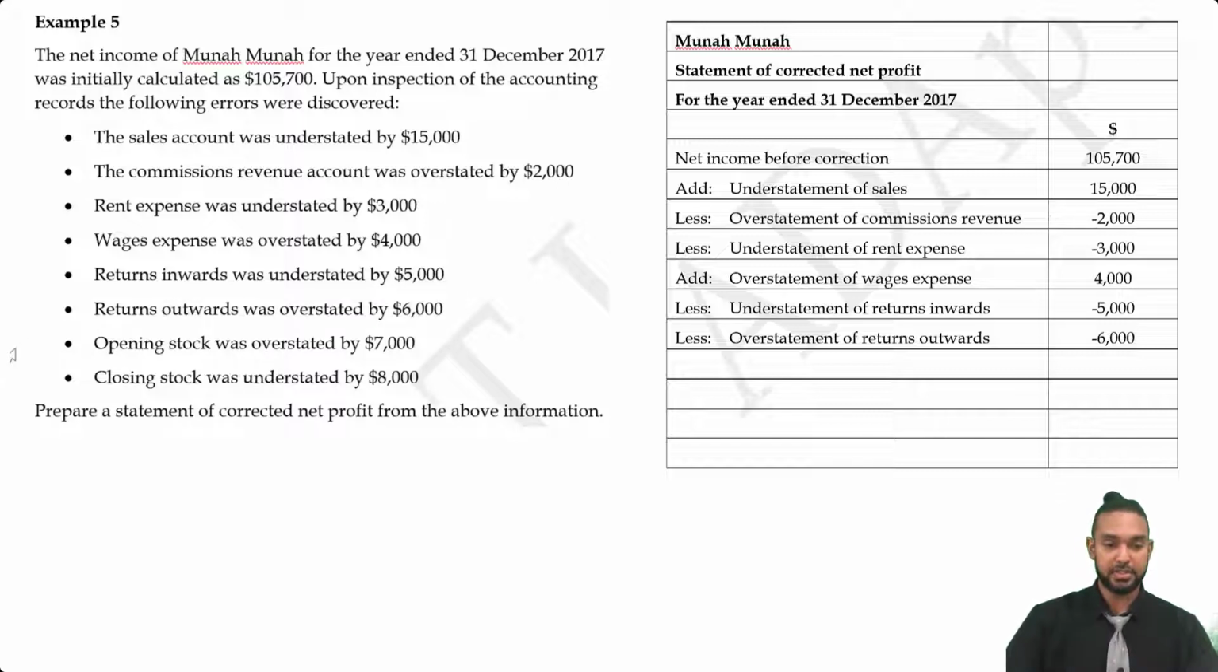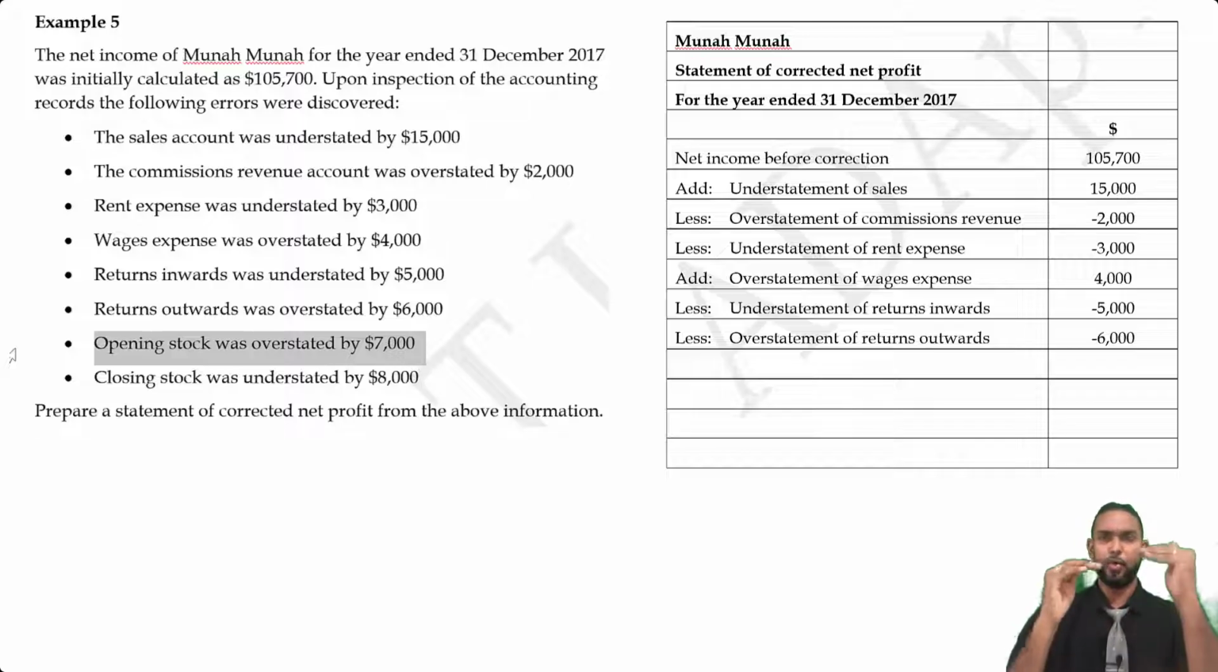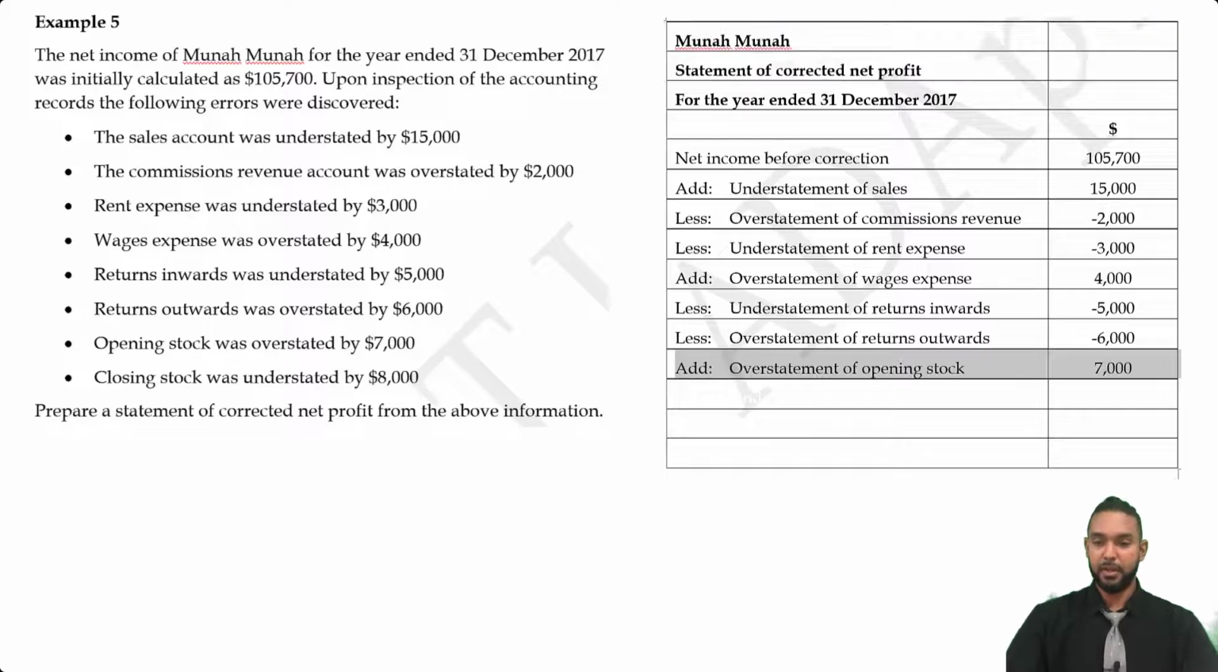Next, we have opening stock was overstated. Opening stock behaves like an expense. Overstated means it's too high. To fix it, we have to decrease it. When we decrease an expense, profit is going to go up. So we are going to have to add this figure in the process of correcting net income.